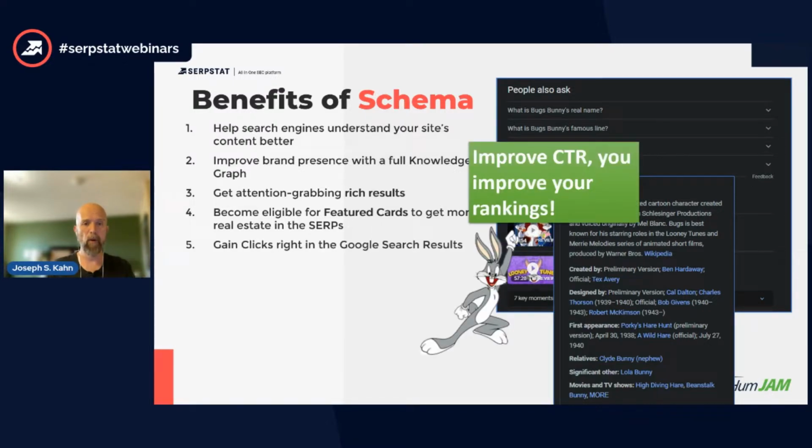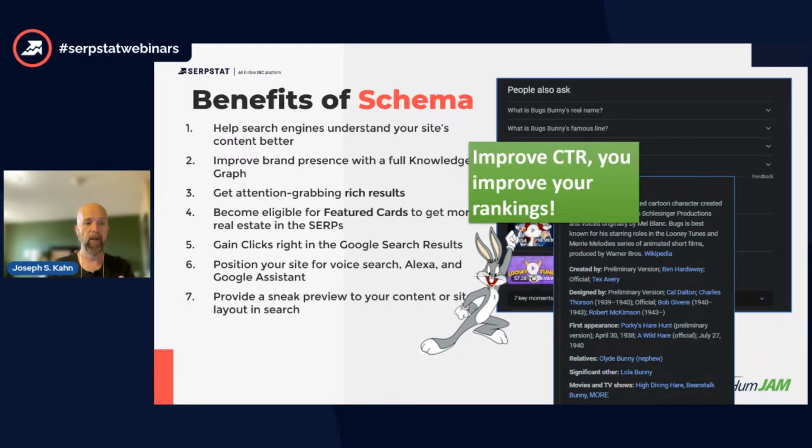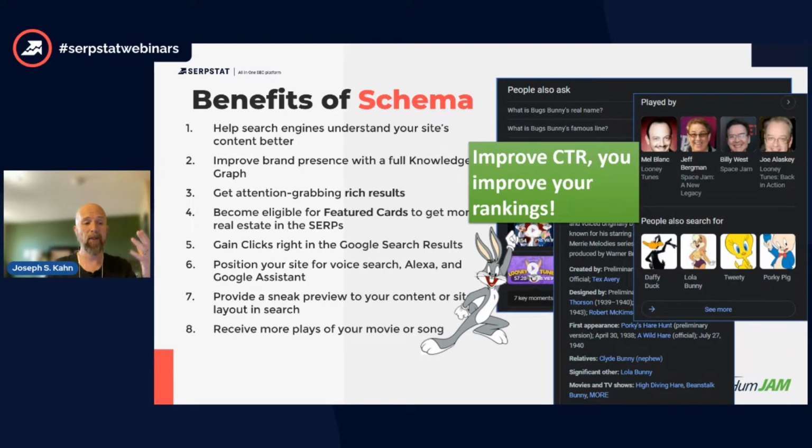And like that, people also ask, it improves the CTR, the click through of your results, because you'll see some other things coming up. It positions your site for voice search, Alexa and Google Assistants, when you use the schema code, and it provides a sneak preview to your content or site layout in search. It also helps you receive more plays or views to your songs, to your videos. Rich result video will pull that into the video results.